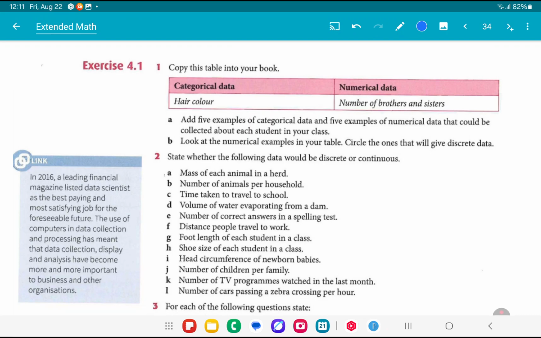Copy this table into your book. We see the question: add 5 examples of categorical data and 5 examples of numerical data that could be collected about a student in your class.